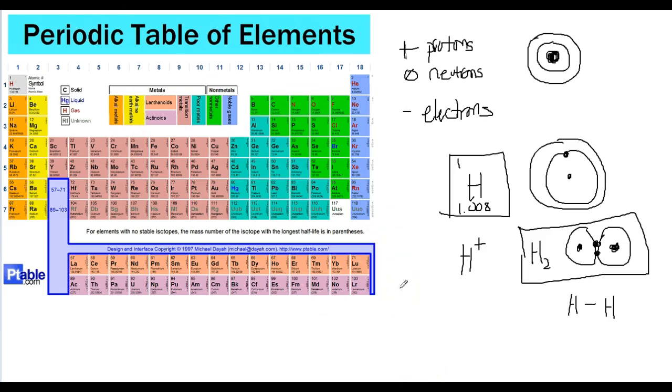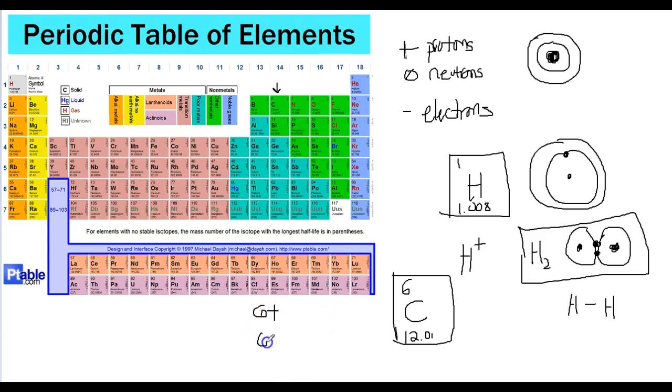So carbon. If you look over here, carbon has 6 protons, and it has a weight of 12.01, I think. So what does that mean? That means that carbon has 6 protons, positively charged.